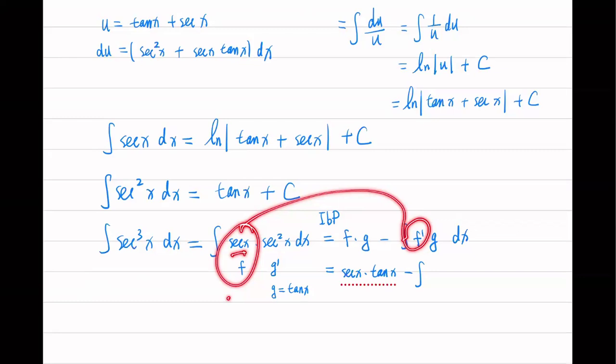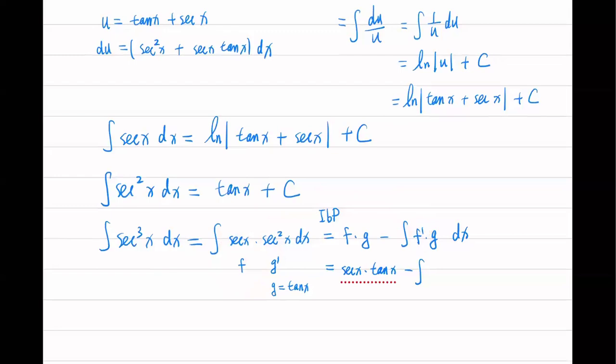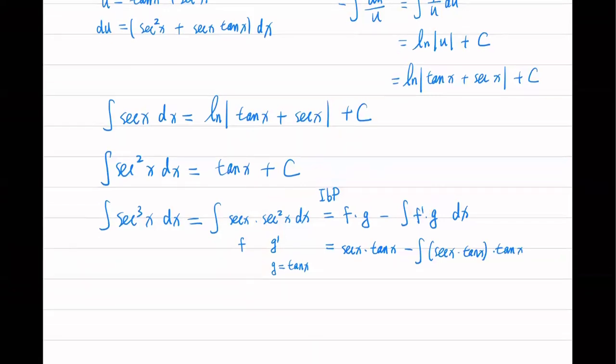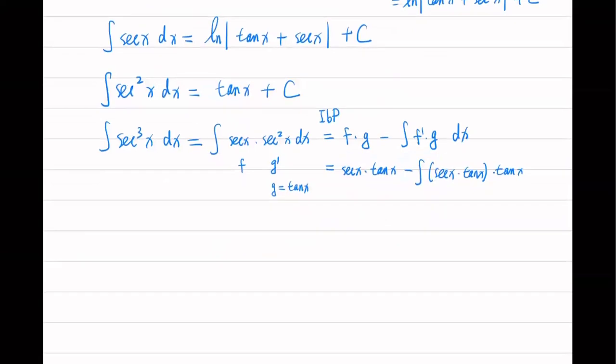Secant and tangent. A little bit rare. So the derivative will be secant x tangent x, and we copy function g, tangent x dx. Okay, one step, integrating by parts. Now let's rewrite.